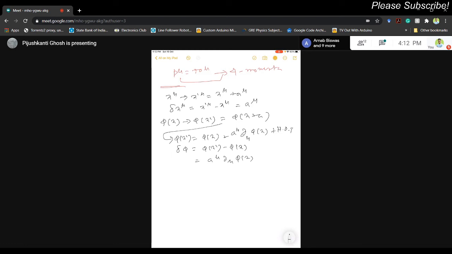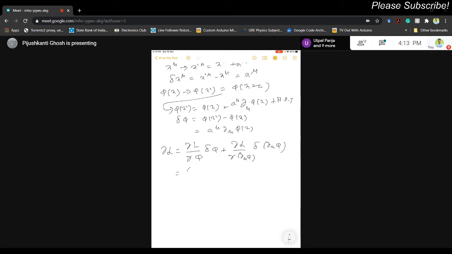Okay. Now, before we calculate this, we know the standard formula: delta L is equal to del L del phi times delta phi, plus del L over del(del_mu phi) times delta of del_mu phi. Del L del phi we have already calculated, with a^mu del_mu phi. Now, the second term, what should we do? Let me know if you can hear me. Now the second term, what do we do?